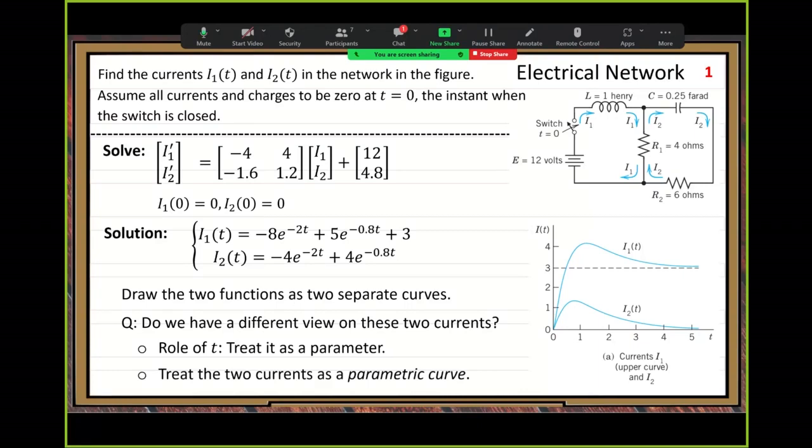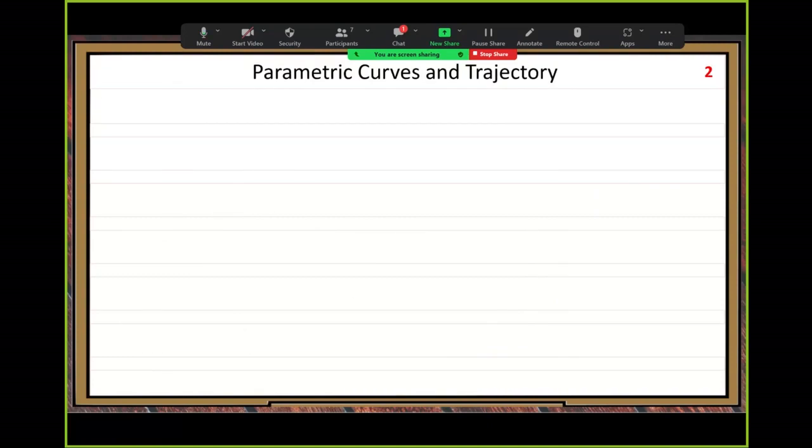We treat the two currents as a parametric curve. This term, parametric curve. I think you have experience with this. You saw some parametric curves before, especially when you learned calculus. So let's review the concept of a parametric curve.